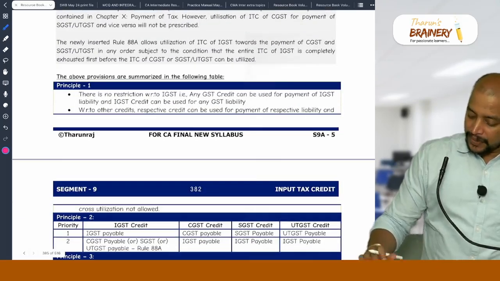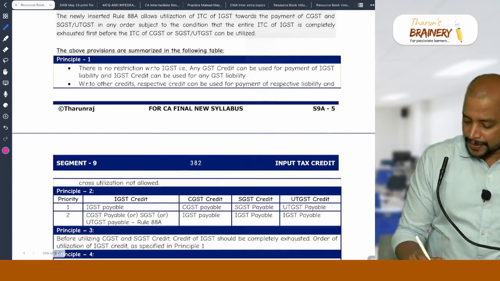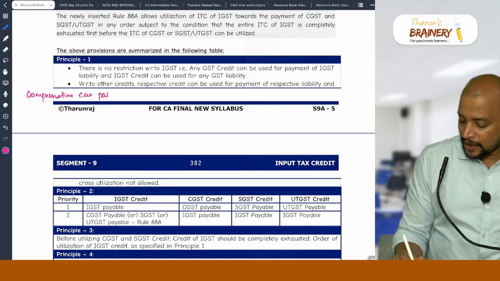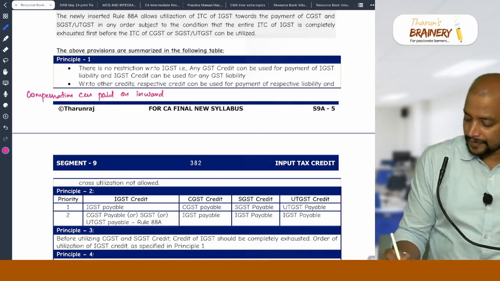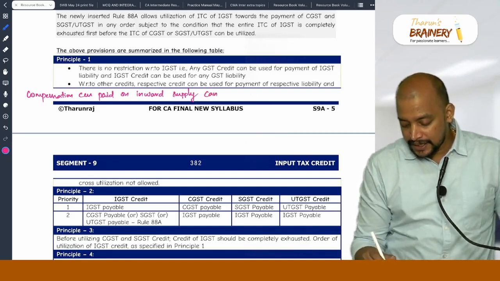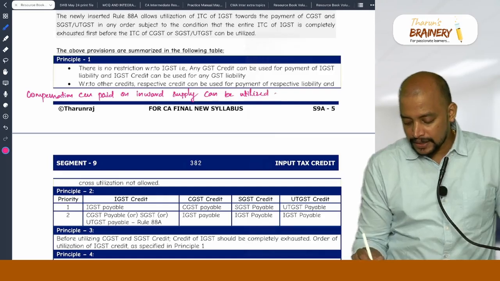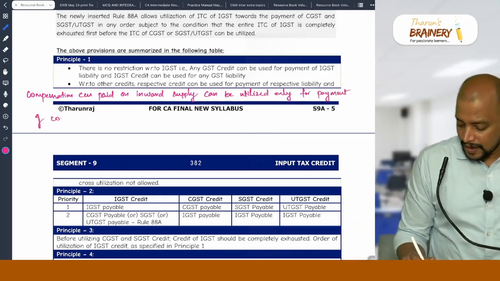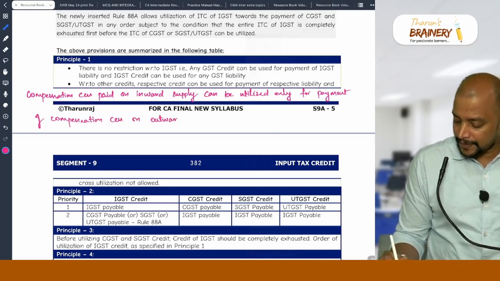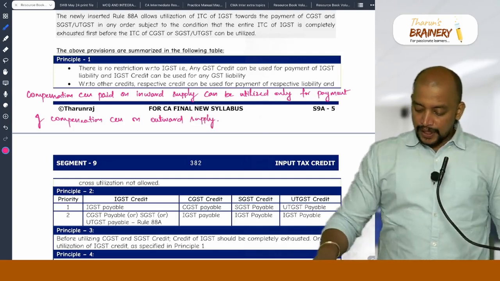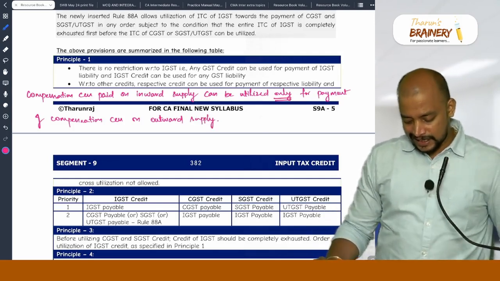In the same page number 381, below this principle number 1 itself, you write down: compensation cess paid on inward supply can be utilized only for payment of compensation cess on outward supply. Compensation cess paid on inward supply can be utilized only for payment of compensation cess on outward supply.